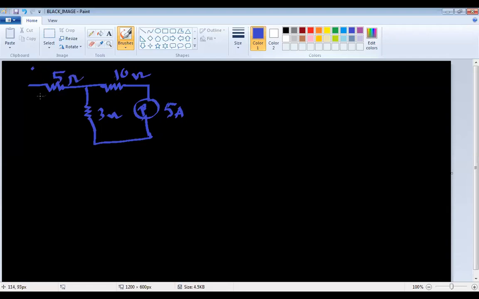So you have a voltage source here. This is the voltage source. What is the value of this voltage? 20. Okay, correct. So now you are supposed to calculate the current through this particular branch.